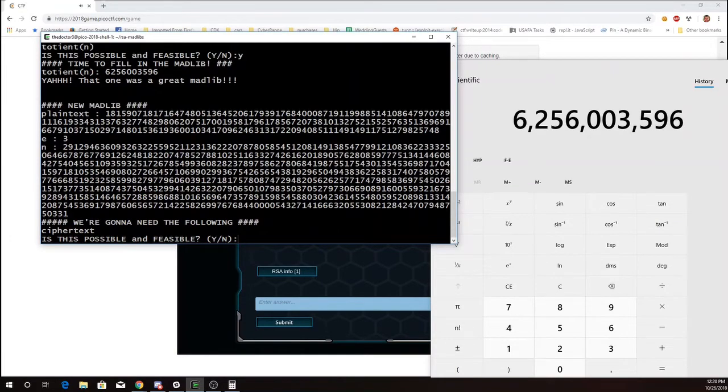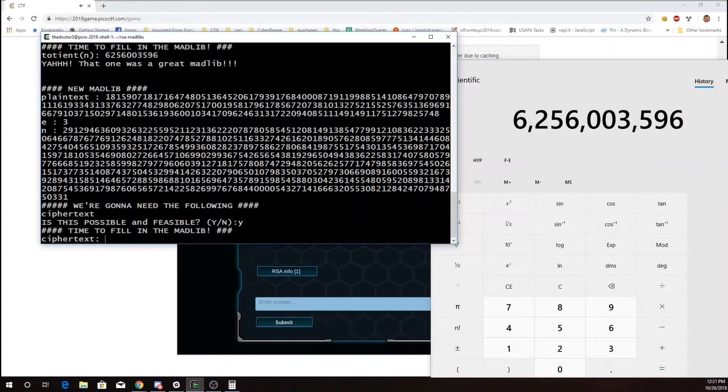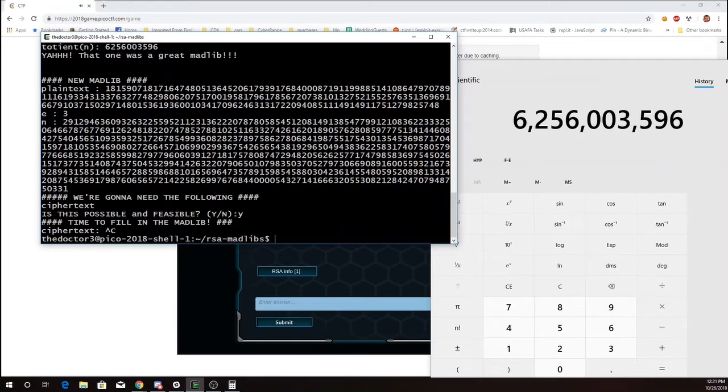Okay, now it wants the ciphertext. And the way to get the ciphertext is by taking the plain text, raising it to the power 3 mod N. So these things are starting to get a little complicated for what I want to do on my calculator. So I'm going to go ahead and write a Python program that's going to answer all these questions for me. So I'll walk you through that. Let's exit out of that.